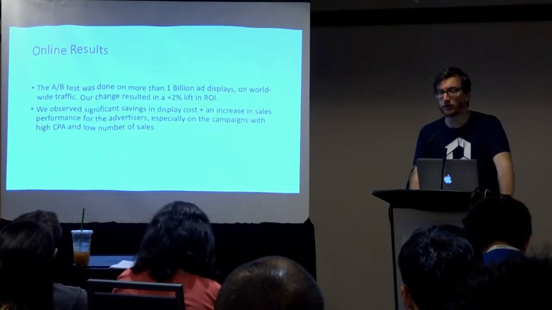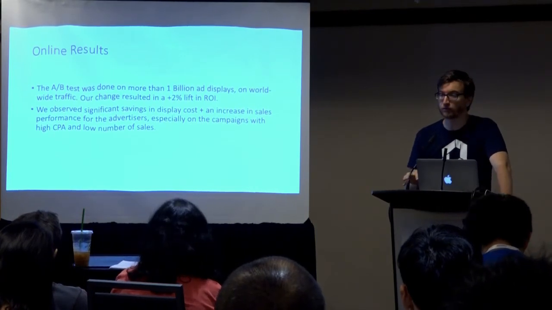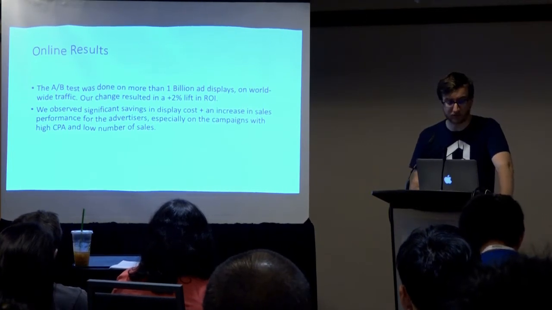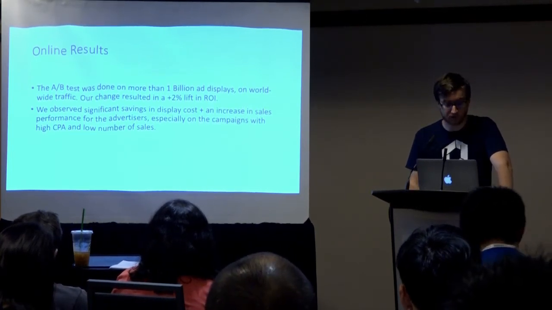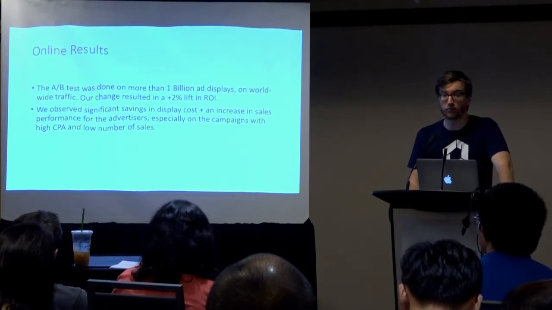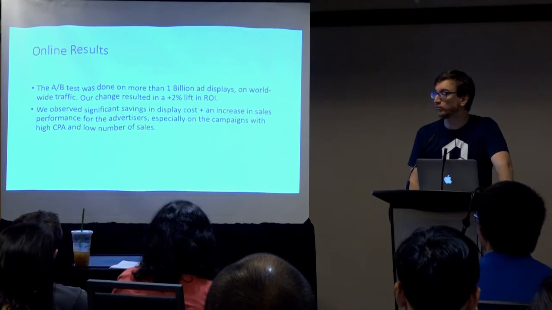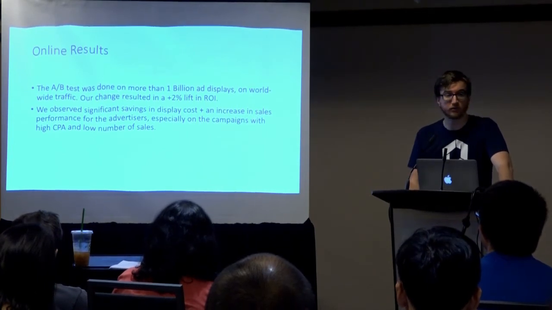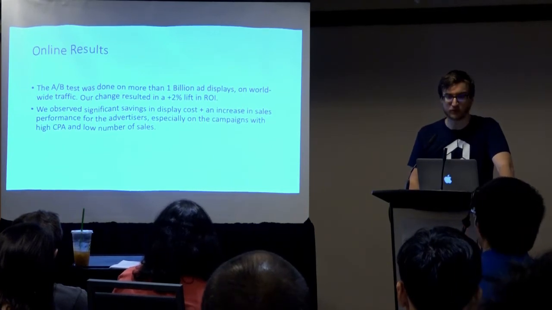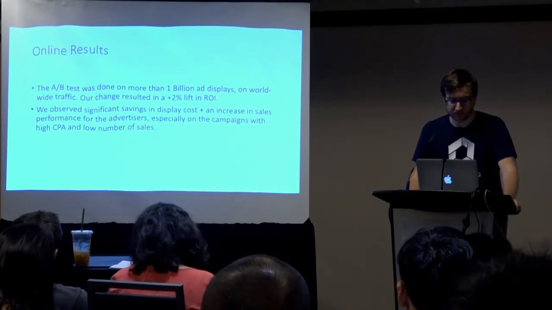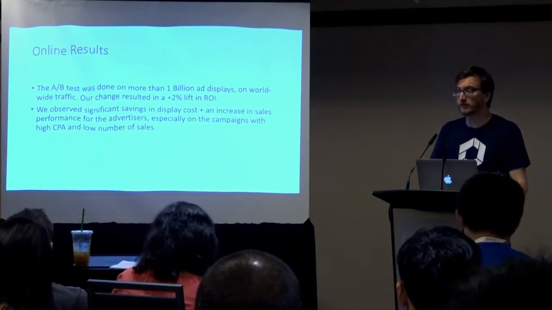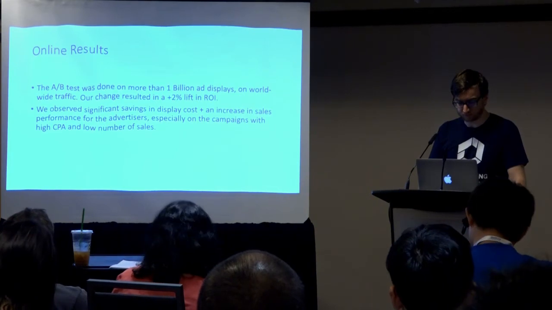And then we did an online A/B test. We took our conversion model, put the system in place, and A/B tested on about 1 billion displays on worldwide retail traffic, and we observed that the change resulted in a plus 2% lift in ROI, which is pretty significant compared to changes you typically observe in the industry, and that we tended to observe at Criteo as well. To give you slightly more insight, we observed significant savings in display costs and an increase in sales performance, especially for the campaigns with high CPA, as you would assume.